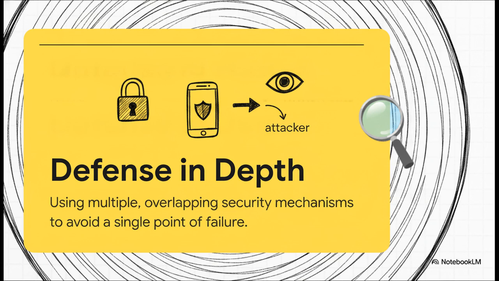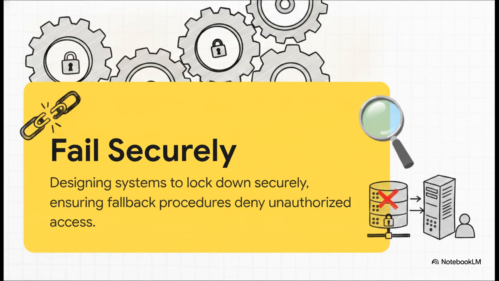Another massive concept is knowing how your system behaves when things completely fall apart. And that brings us to fail securely. This means designing your system so that it locks down the second a failure happens. If a component crashes, it must never, ever just throw its hands up and grant unauthorized access. For instance, if a server temporarily drops its connection to the authentication database, the fallback plan should be to instantly deny all access requests.